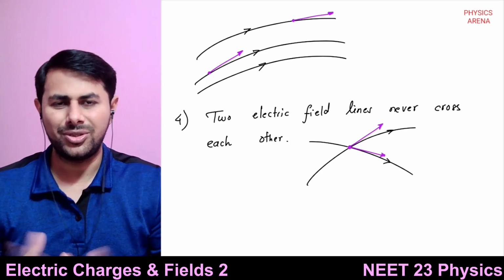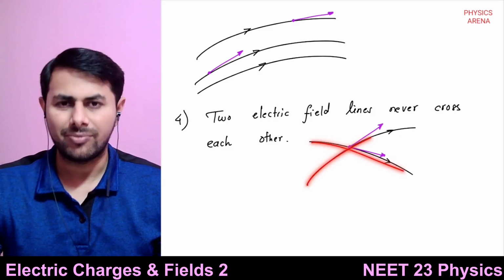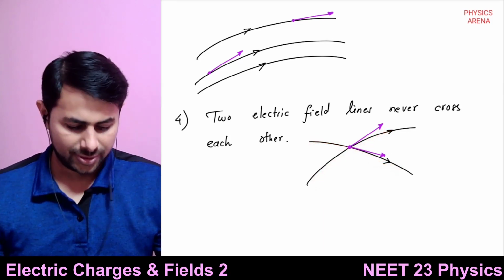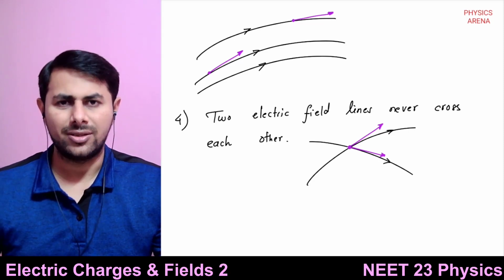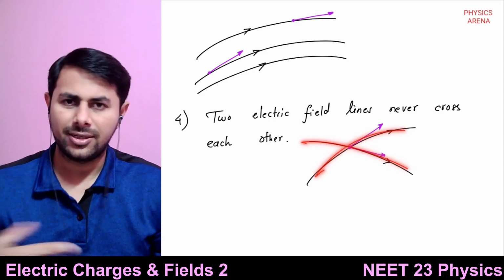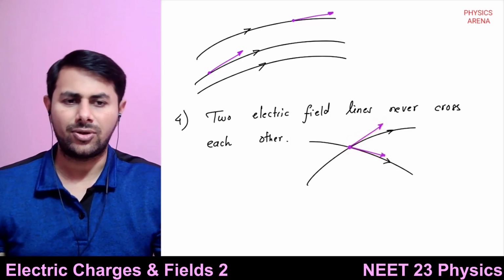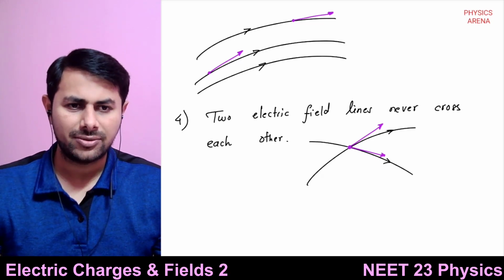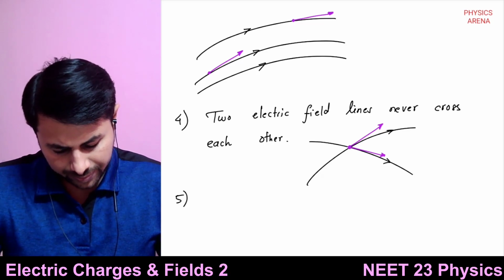But at any point in space, you can have only one direction of electric field. You cannot have two separate directions, right? So this cannot be possible. Two lines can never cross each other. At any point in space, you will have only one direction of electric field, the net electric field. These two lines are telling that there are two separate directions of electric field, which is not possible. It will have two tangents, which is not possible. Very good.